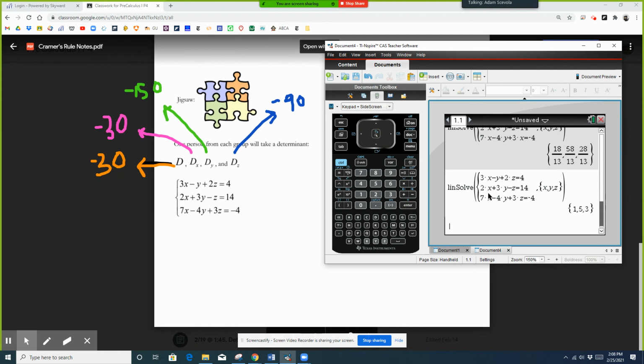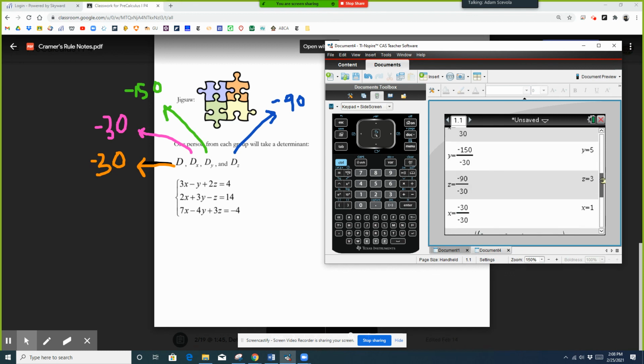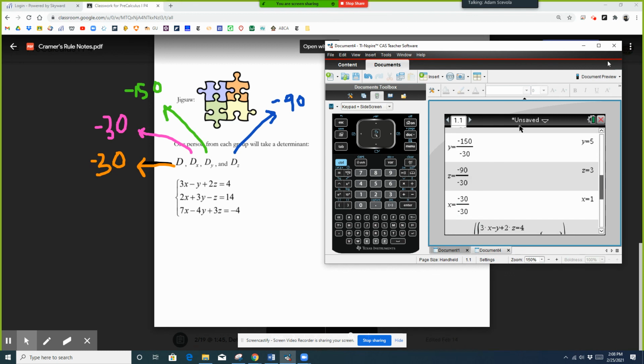So if you didn't know how to do that, linear solve, that's good to know. And if you need me to do that again slower, just let me know. All right, so that is Cramer's rule.